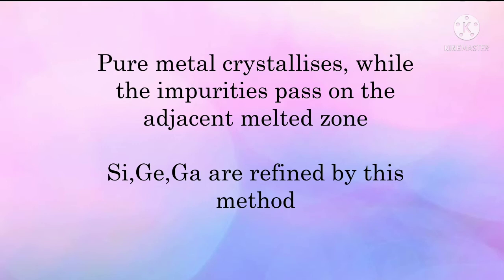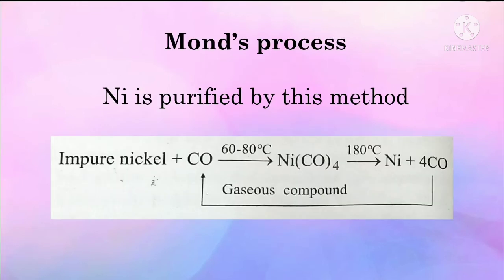ஸோ இந்த மெத்தடில் வந்து நான் ஏற்கனவே சொன்ன மாதிரி we are purifying or we are refining some elements which are used as semiconductors. சரிங்களா? அது என்னென்னு உங்களுக்கு நம்ம படித்தாச்சு. இப்போது நெக்ஸ்ட் மெத்தட் ஆஃப் ரிஃபைனிங் வில் பி Mond's process. இந்த Mond's process அப்படிங்கிறது ஒரு வேப்பர் ஃபேஸ் மெத்தடுன்னு சொல்கிறோம். இந்த Mond's process and next one Van Arkel process.